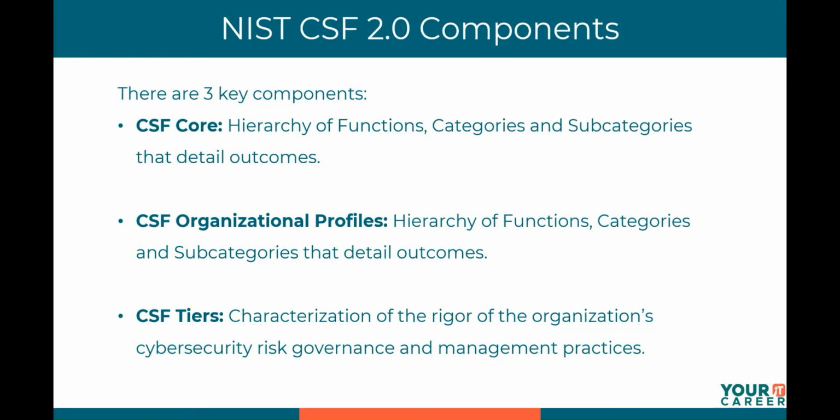Remember earlier I said organizations get to choose the level of cybersecurity risk management they want. So the tiers is what helps organizations determine the level that they want, okay? So the core is the hierarchy of functions. The organizational profile shows the current and the target profile for the organization. And sorry about that typo, we'll address that later. But then the tiers shows the rigor. What's the rigor of the risk management practices that the organization wants, okay?